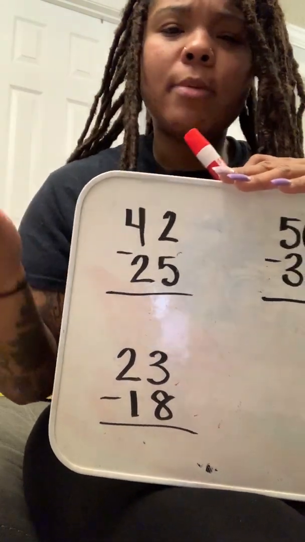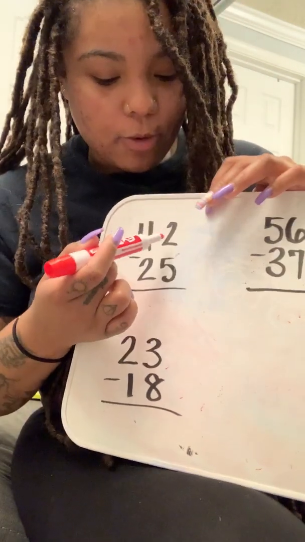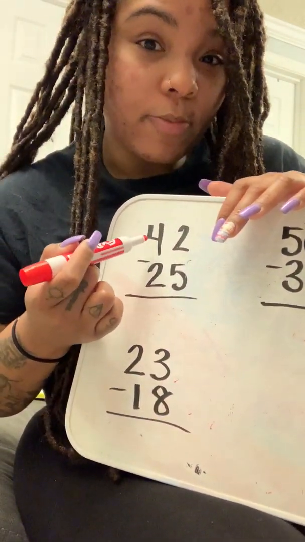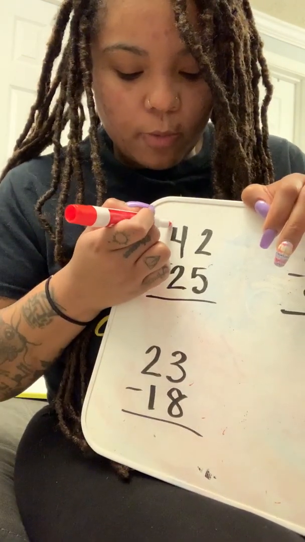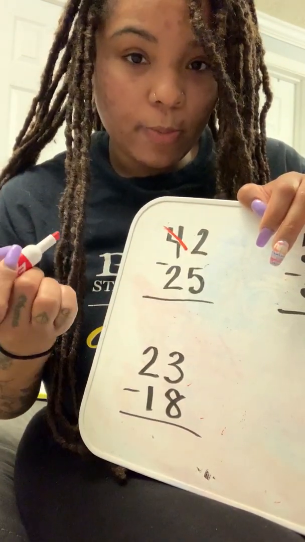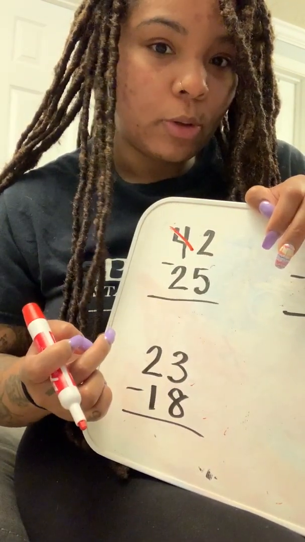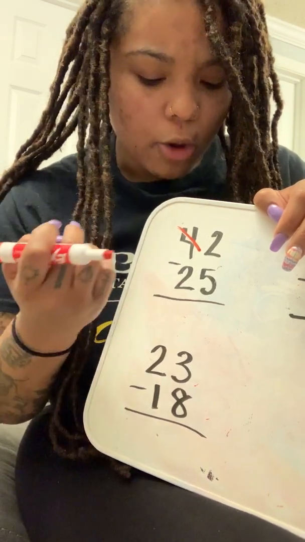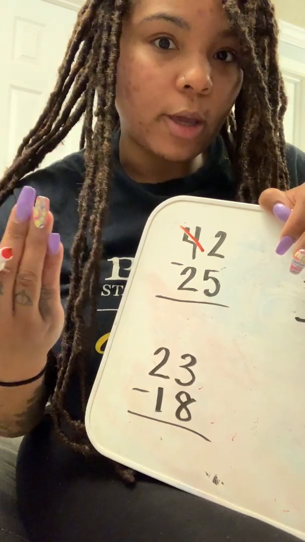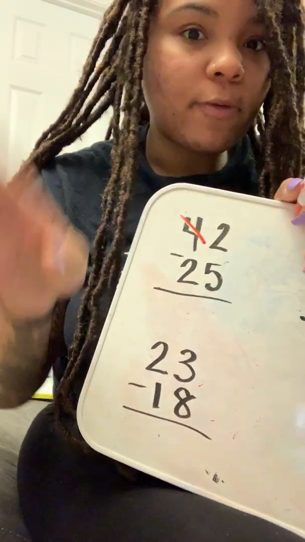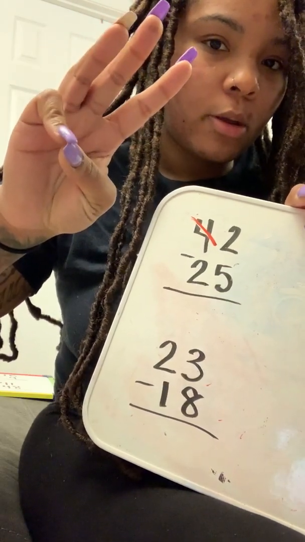So you're probably like, Miss Williams, what am I going to do? I'm going to tell you what you're going to do. You're going to borrow from the neighbor and regroup, okay? Let me show you how this is done. So I'm going to cross out my 4, and I'm going to borrow 1 so I can bring it over to my 2, okay? When I take away 1 from 4, that leaves me 3. So remember, I'm borrowing from the 4. I have 4. Now I'm borrowing 1 to give to my neighbor. Now I have 3.